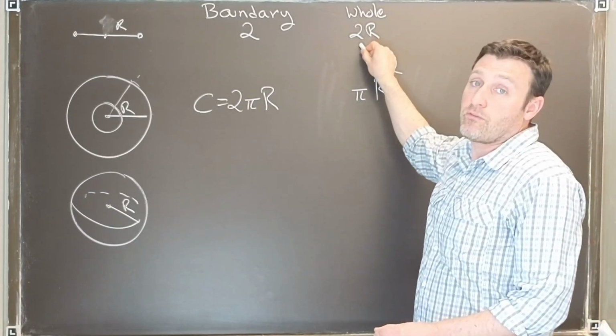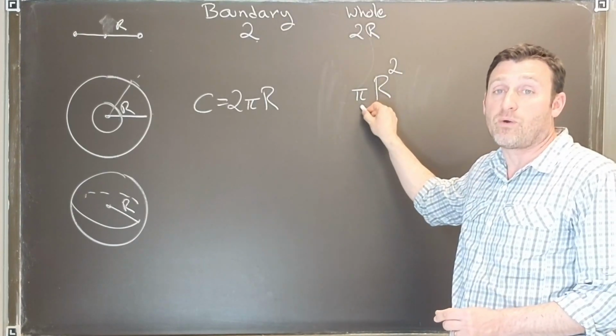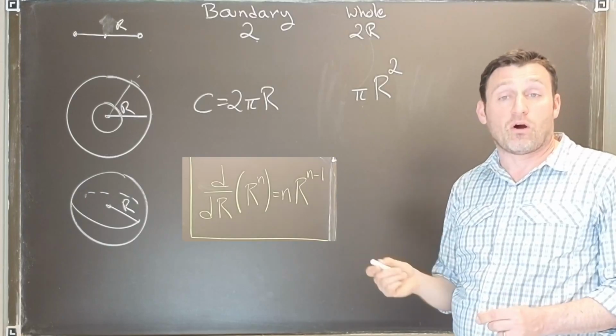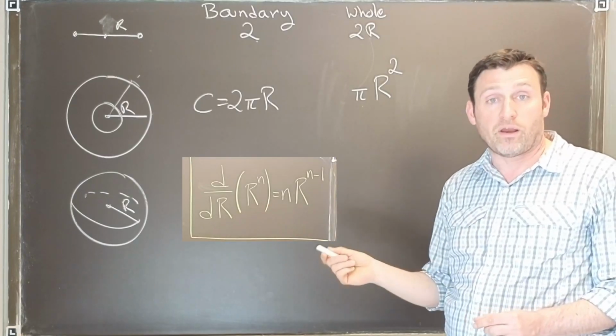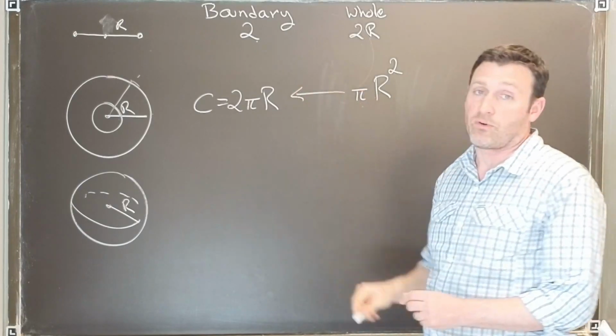If I take the derivative of the line of slope 2, I get 2. And if I take the derivative of pi r squared, the constant doesn't matter, but the r squared becomes 2r to the 1. That was the formula we saw before. That is, the derivative gives us the circumference.